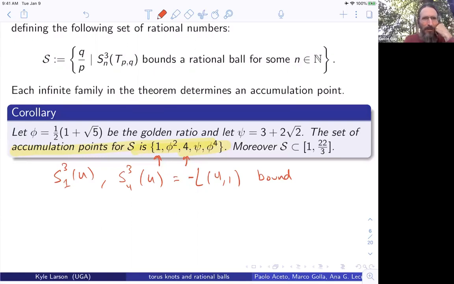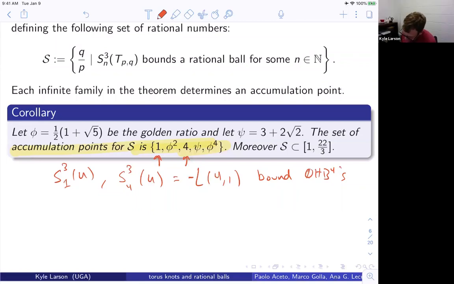But those S's are Q over P's, not integers, right? Yes, that's right. So it's sort of weird that the integer values are showing up in the accumulation points for the S's, for the Q over P's. Yeah, that's right. It's interesting, and we'll explain and generalize this in a moment.